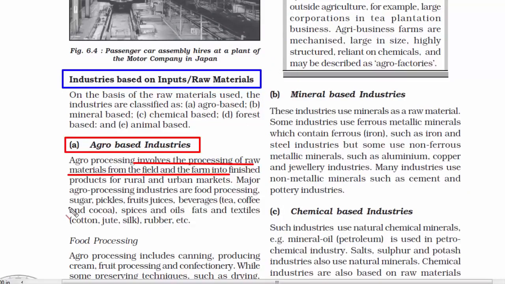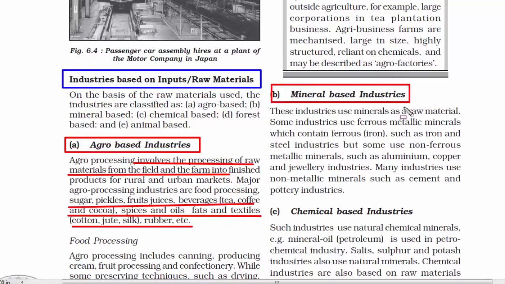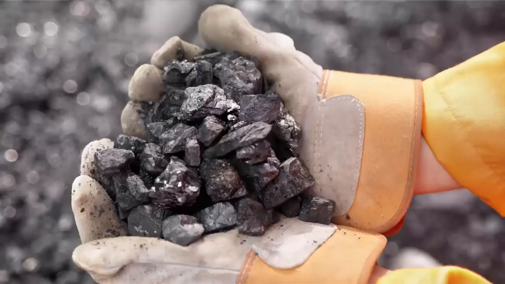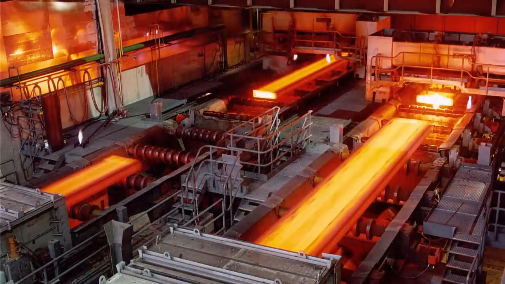The kind of industries that fall in this category are food processing, sugar, pickles, fruit juices, beverages like tea, coffee and cocoa, spices and oils, and textiles like cotton, jute, silk, rubber, etc. The second one is mineral-based industries. Here minerals are used as raw material. A good example would be iron and steel industries.